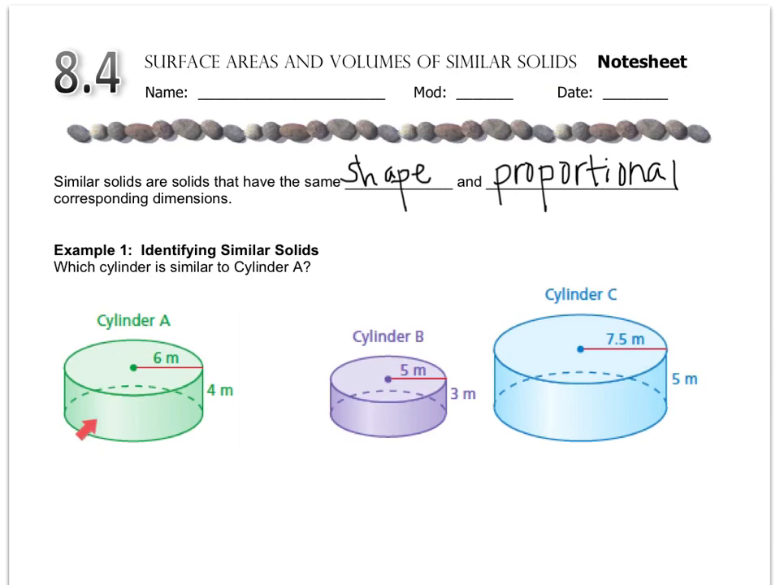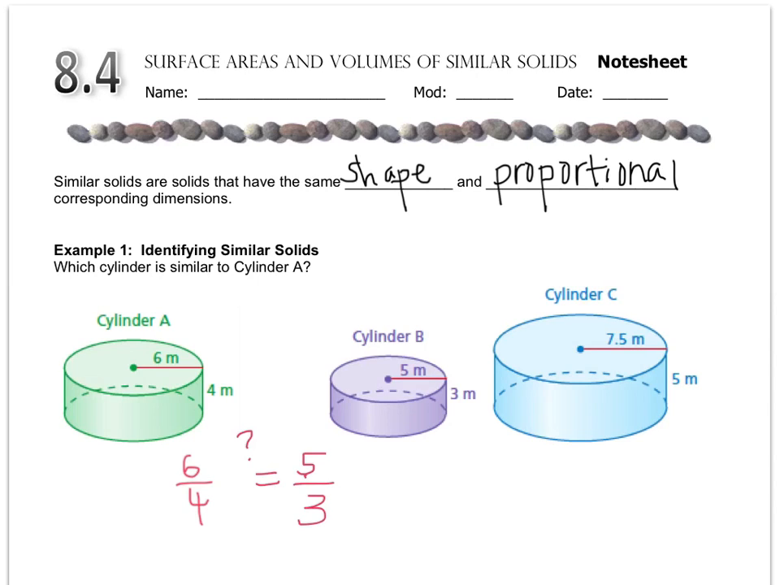We've got cylinder A over here, and we want to see whether cylinder B or cylinder C is proportional. This is our starting cylinder, and then these are the ones we're trying to match up. So we have to create a proportion to see which one is true. I'm going to start off with 6 over 4, because that's the proportion I would get from cylinder A. And then I want to see if that's equal to the corresponding dimensions of cylinder B, which would be 5 over 3. So is that true? Is 6 over 4 equal to 5 over 3?